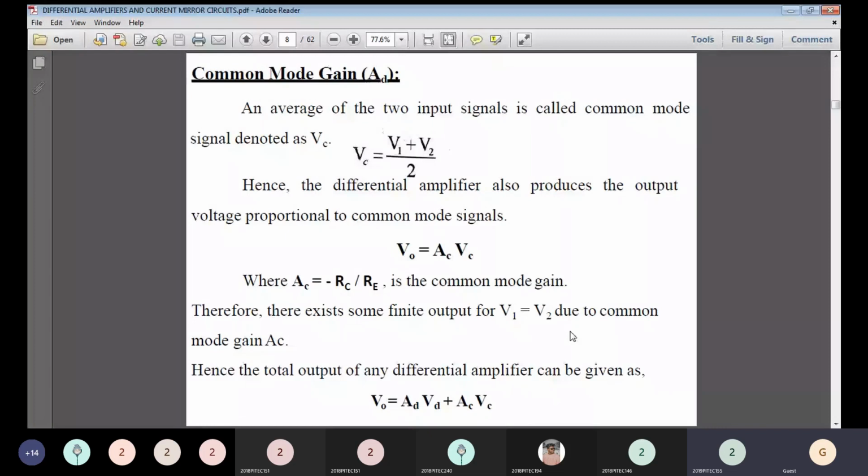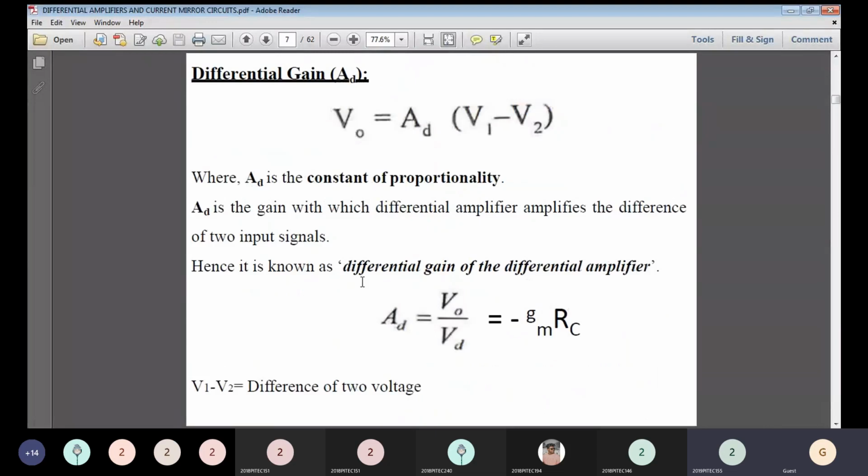So V0 is equal to the proportionality constant, here mentioned as AC since it is common mode, times VC. From that we can calculate the value of AC. With respect to the resistors, AC is minus RC divided by RE. But in the case of differential mode, the value of AD, in terms of transconductance, is minus GM times RC.